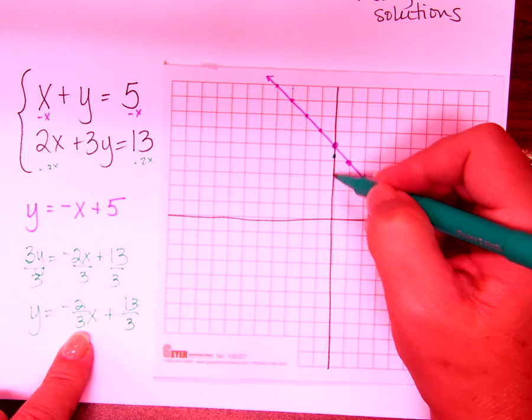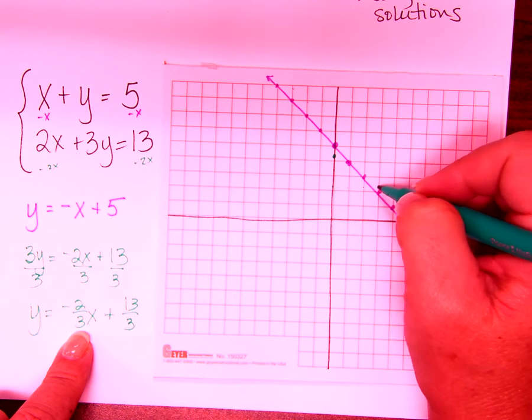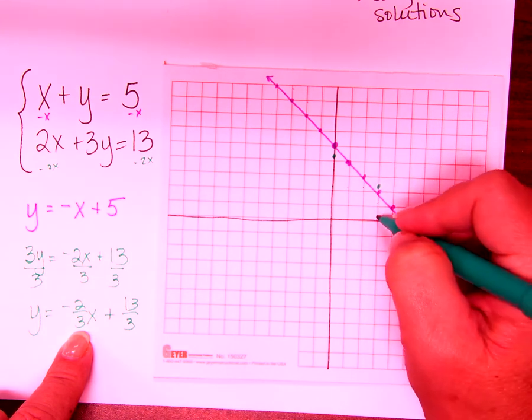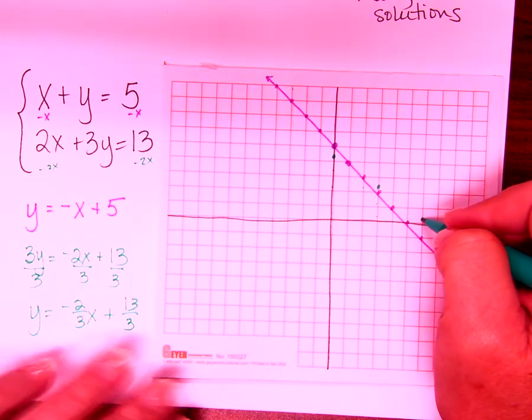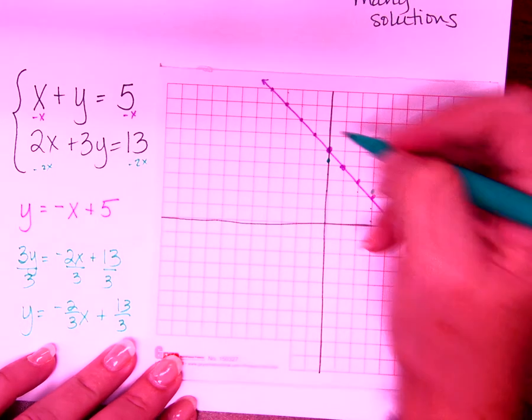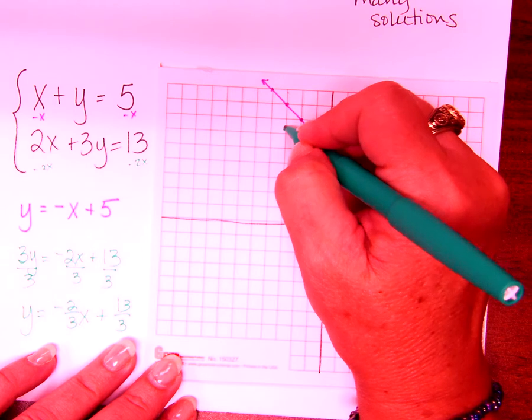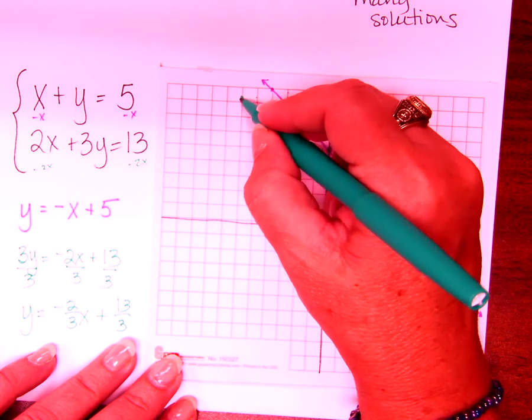Down 2 over 3 to the right. Or up 2 over 3 to the left, right? Like that.